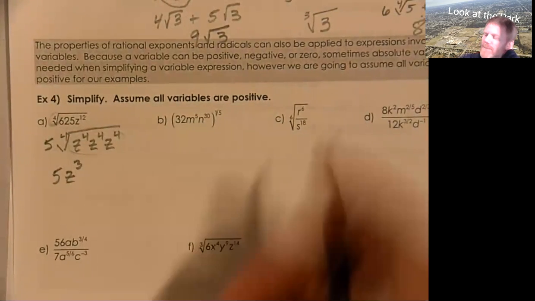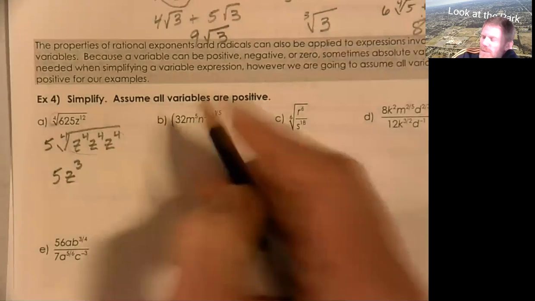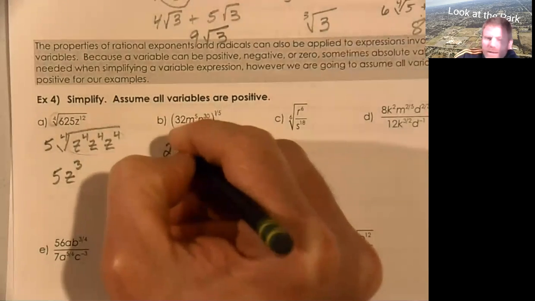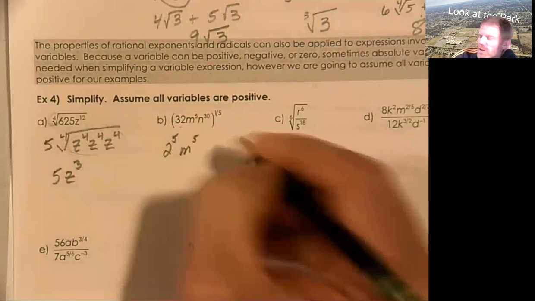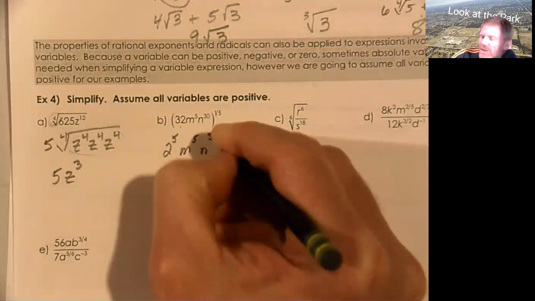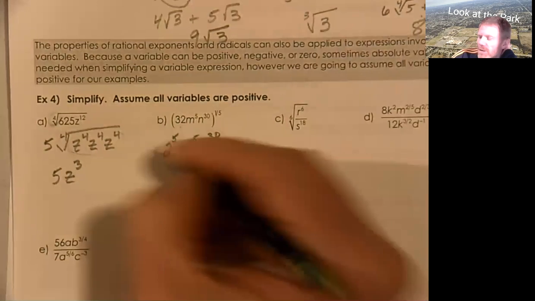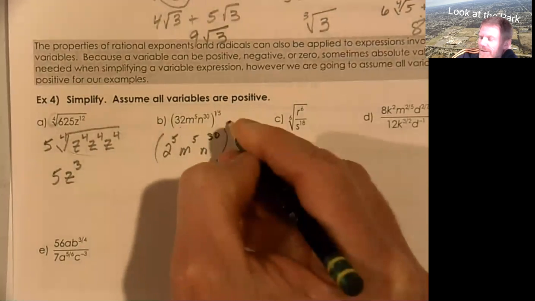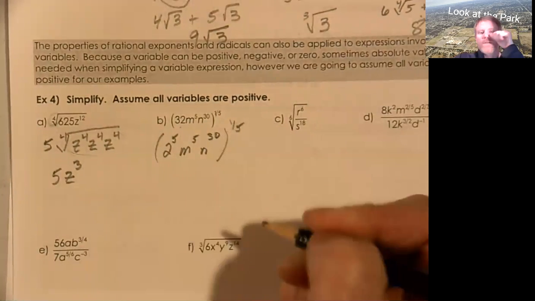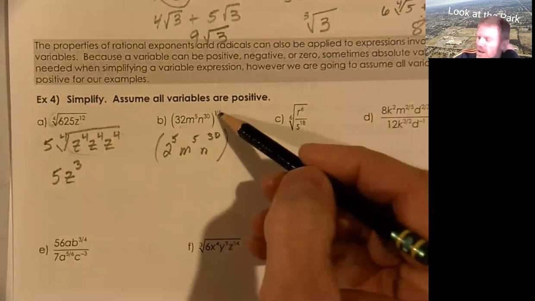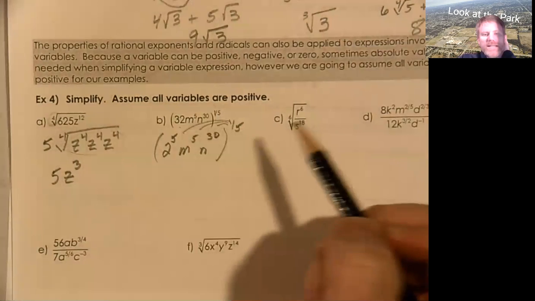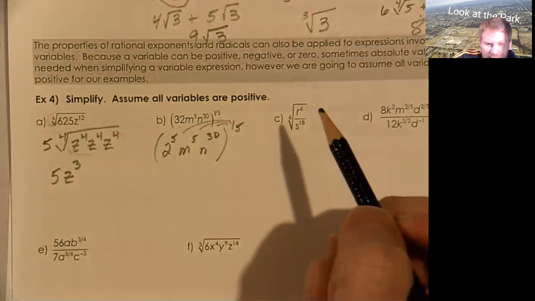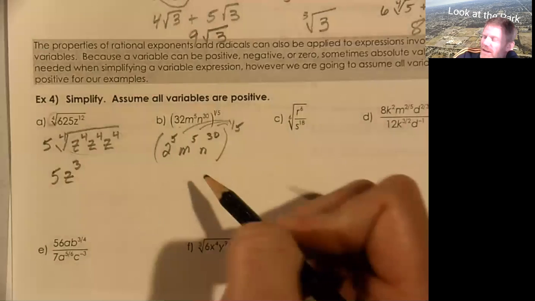In this case, we know that 32 is 2 to the 5th power. We also have m to the 5th power. We also have n to the 30th power. Well, we definitely don't want to write that out. We have the 1/5 sitting on the outside. Well, there's a property we learned about where we can distribute. Since this is a monomial, there's no adding and subtracting in between the terms, we can distribute that 1/5 in.